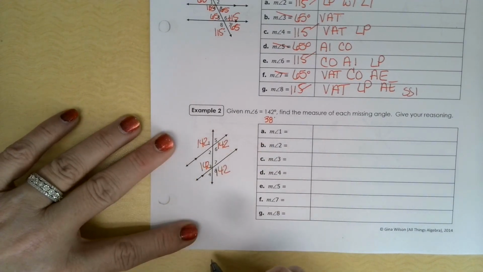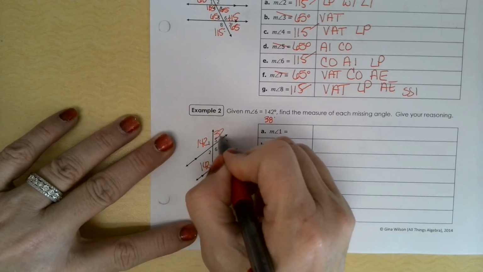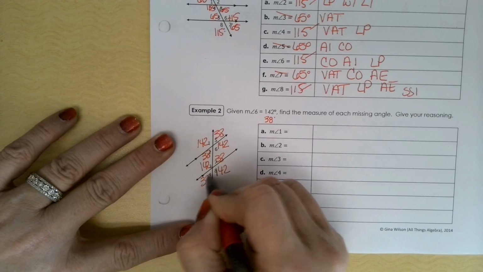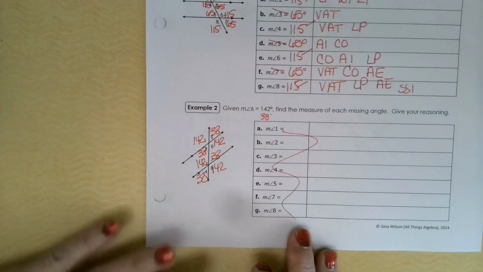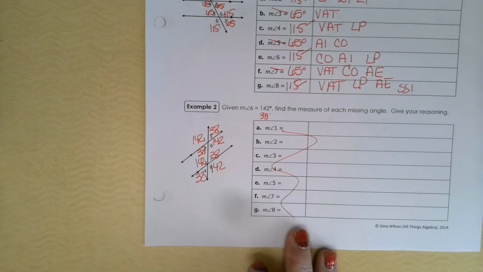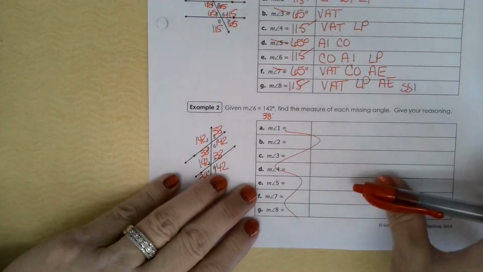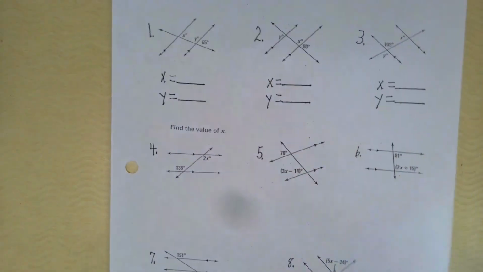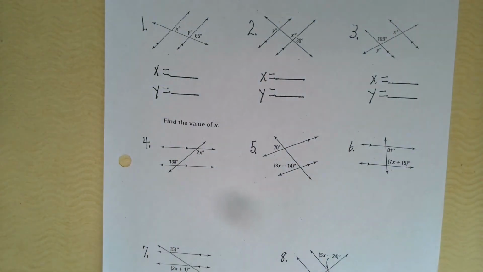There's all my obtuse angles, and I know all of the others have to be 38. I'm not even going to write it down here. I'm just going to leave it in the picture. That's how quick you should do that problem. Okay? Don't tell me you can't get done with these problems on a test when I give you one of those.